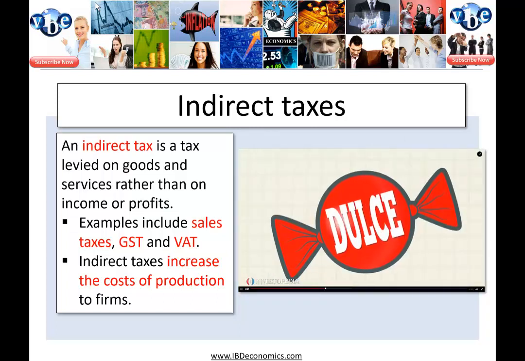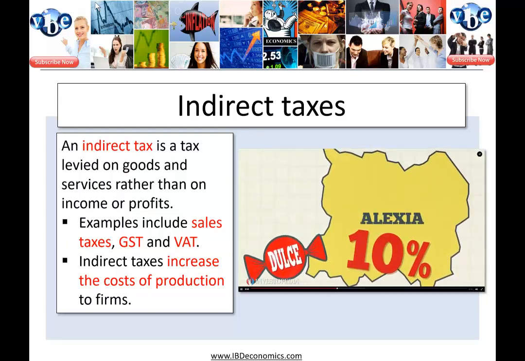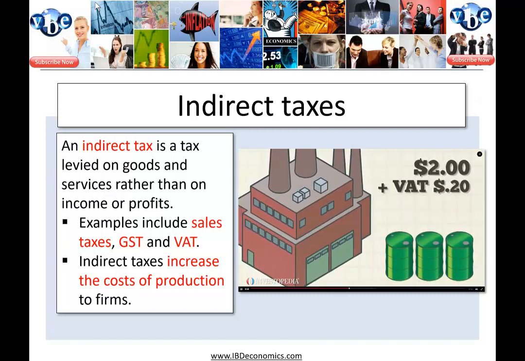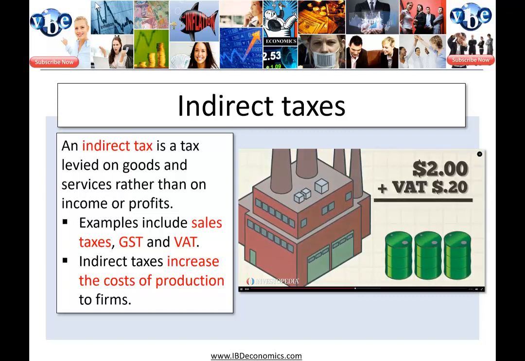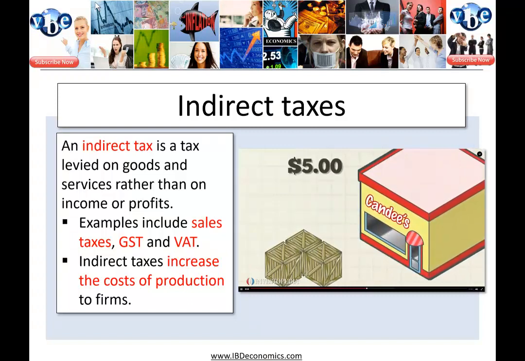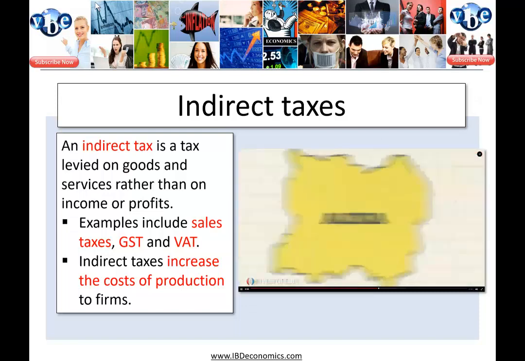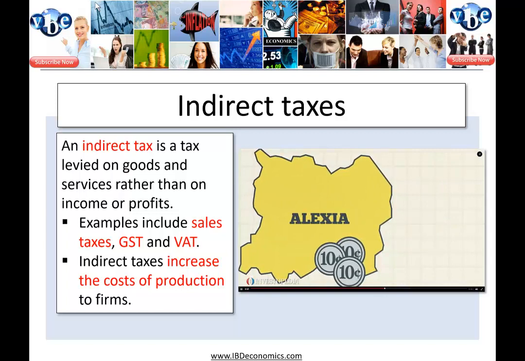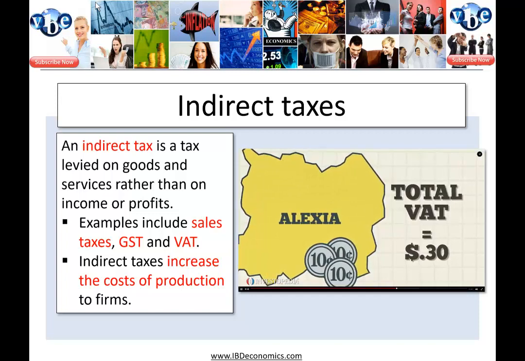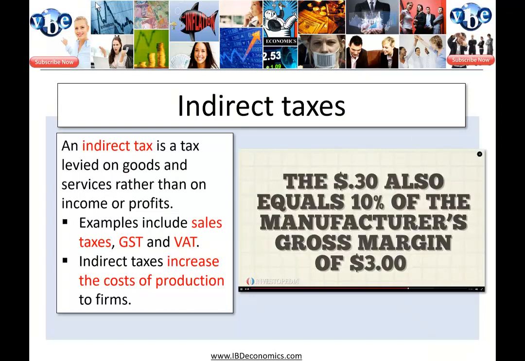Dulce is an expensive candy manufactured and sold in the country of Alexia. Alexia has a 10% value-added tax. Dulce's manufacturer buys the raw materials for $2 plus a VAT of 20 cents, payable to Alexia, for a total price of $2.20. The manufacturer then sells Dulce to a retailer for $5 plus a VAT of 50 cents for a total of $5.50. However, the manufacturer renders only 30 cents to Alexia, which is the total VAT at this point, minus the prior VAT charged by the raw material supplier. Note, the 30 cents also equals 10% of the manufacturer's gross margin of $3.